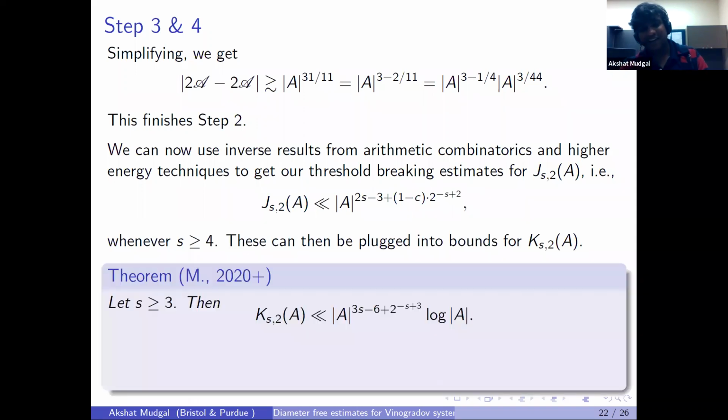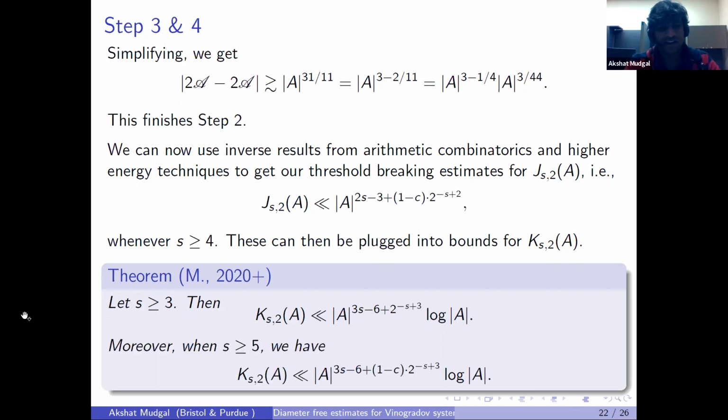So I can plug them back in for the third energy to get new estimates for the third energy. So this was the bound that we just had for the third energy. And this is still true when s is greater than or equal to 3. But as soon as s is greater than 5, we can actually get much better bounds. So we can replace this exponential factor by a smaller exponential factor.